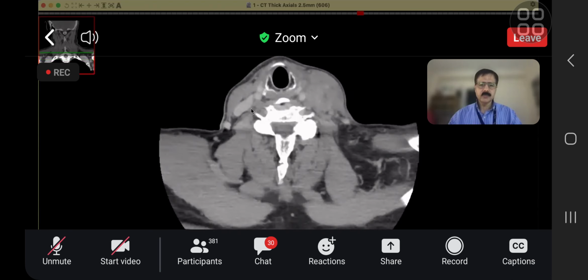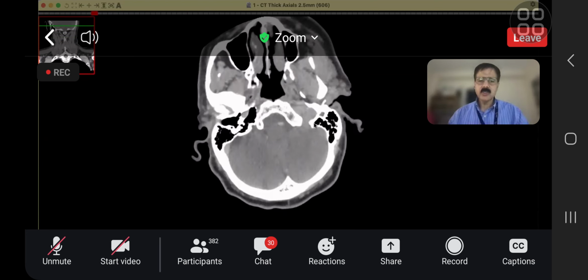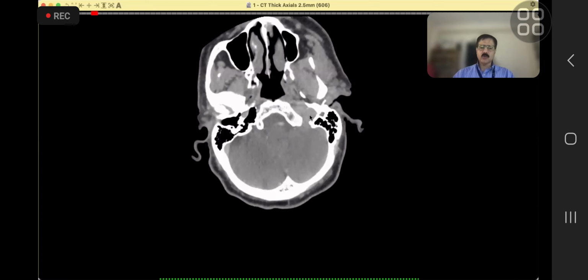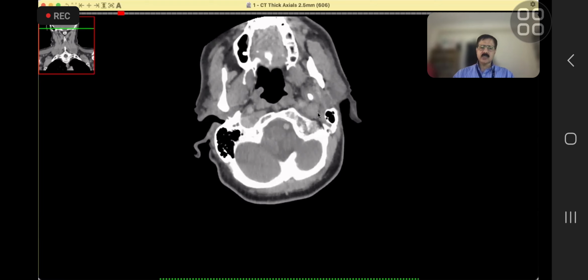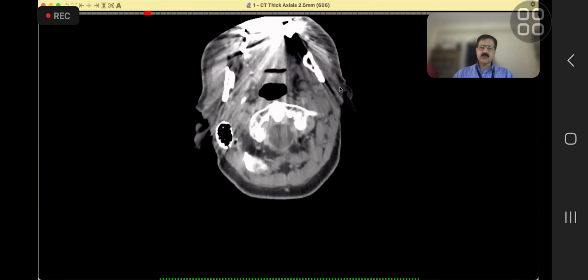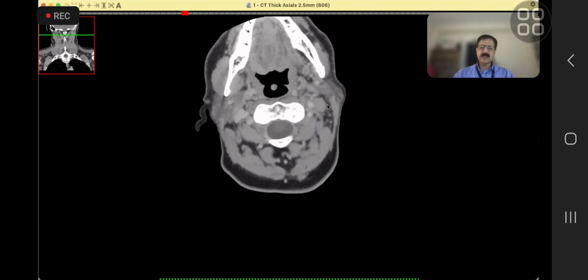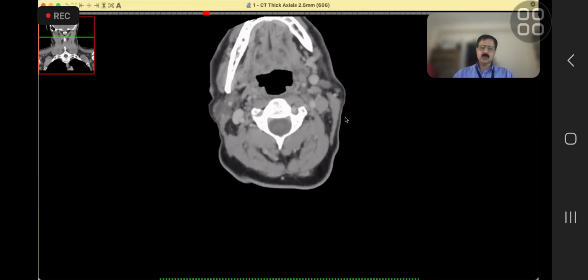So if you see here, this is the carotid space. So this is the jugular foramen. As I'm tracing it down, this is the internal jugular vein, and there is artifact which was well tackled by the candidate.